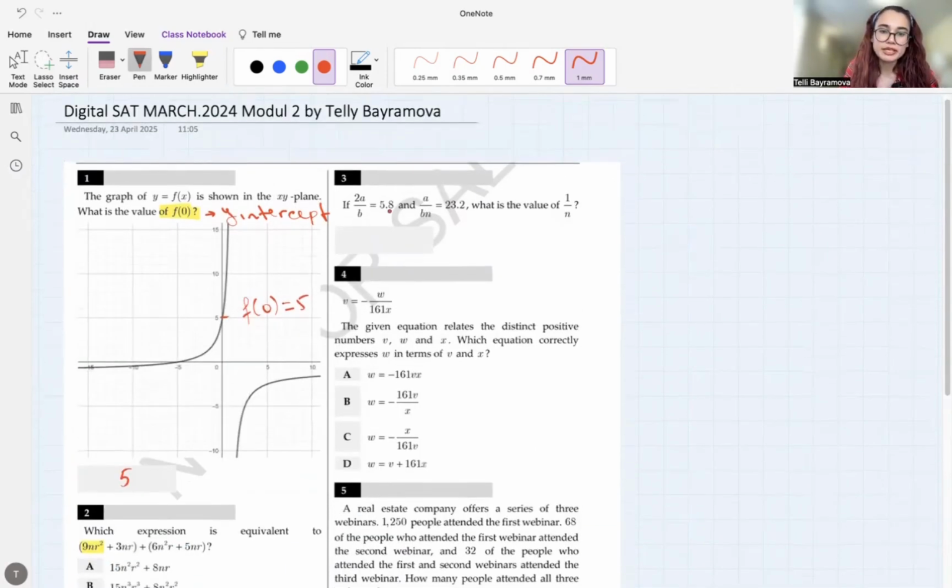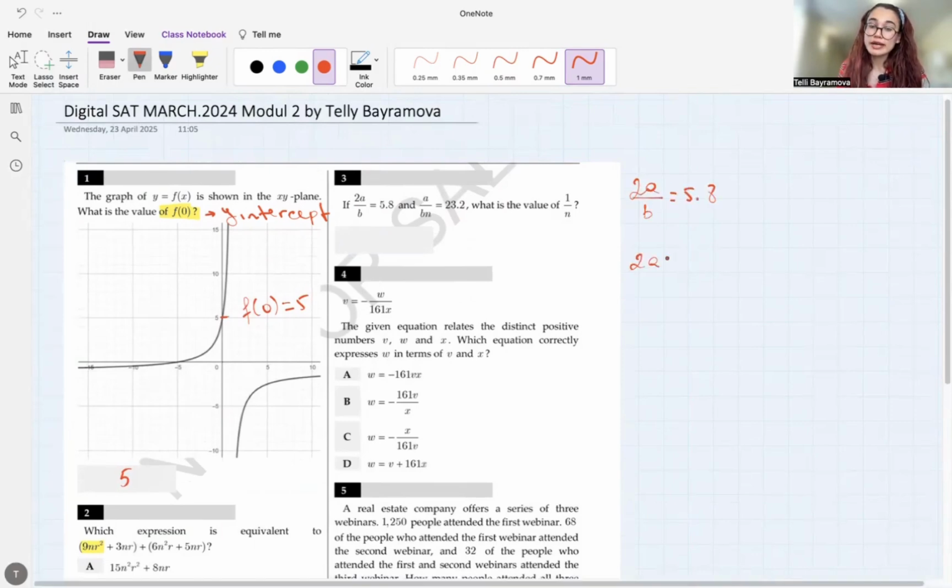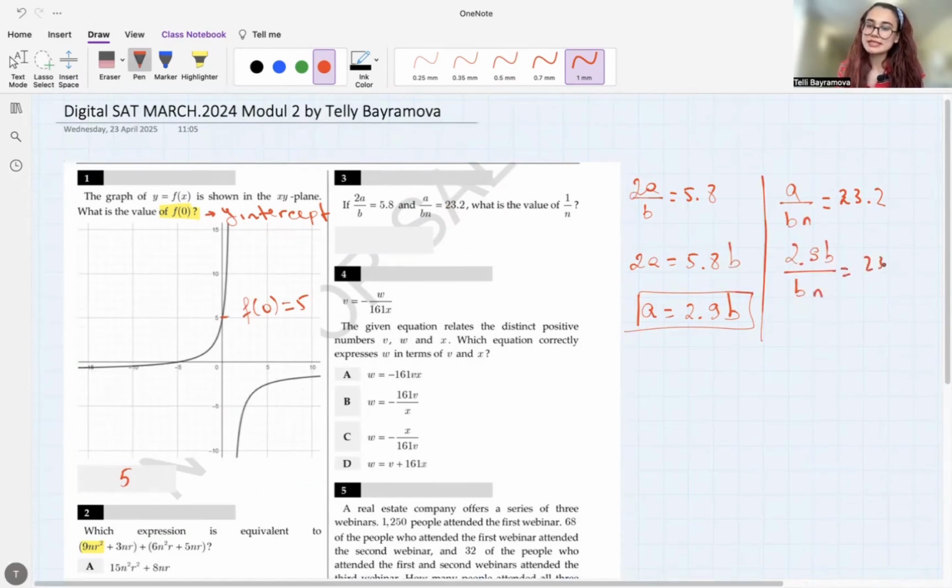So 2a over b is 5.8. Let's write 2a over b equals 5.8. In this case, what is 2a? It is 5.8b. Then what is a? 2.9b. Okay, we find a and let's plug it in. The question says a over b and equals 23.2. a is 2.9b, over b and equals 23.2. So b and b will eliminate and it equals 2.9 over 23.2.